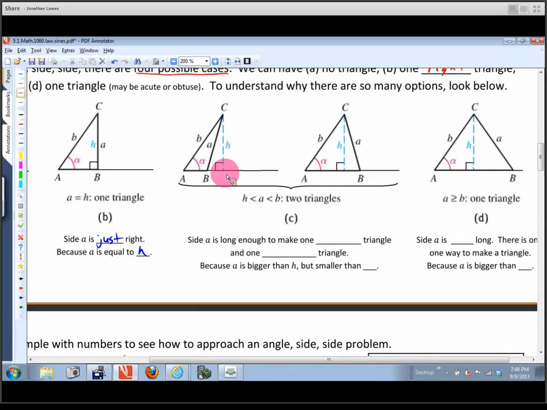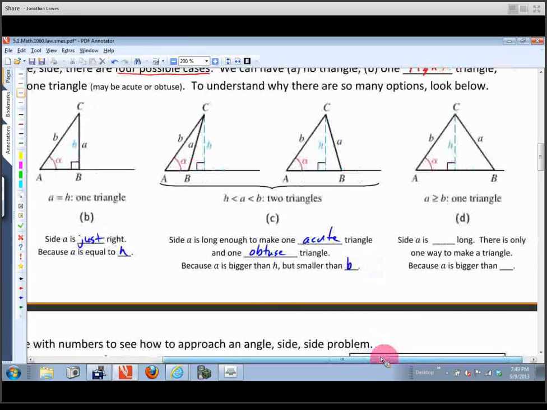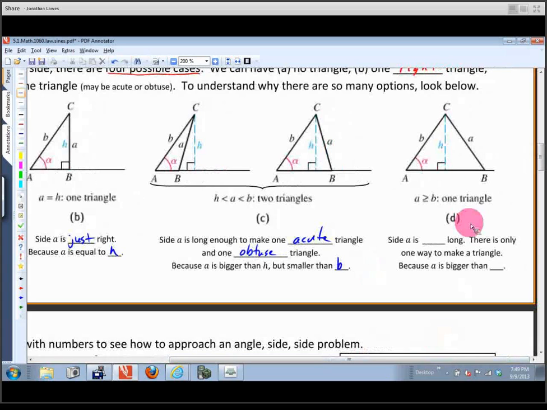So A is long enough to make one, and this right here would be an acute triangle. And look at this right here, that angle would be an obtuse triangle, okay? And the reason for that is it's a little bit bigger than H, but it's also smaller than side B. You're going to wonder, why would we worry about what B is? Well, let's take a look at what would happen if A was bigger than B. So let's say this is really long, clearly longer than this side over here.